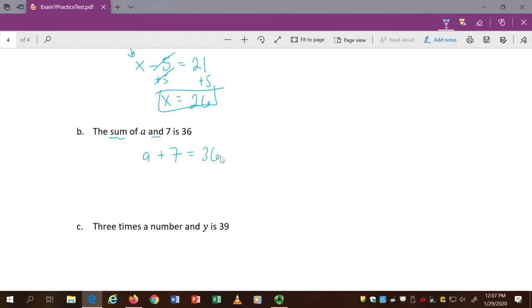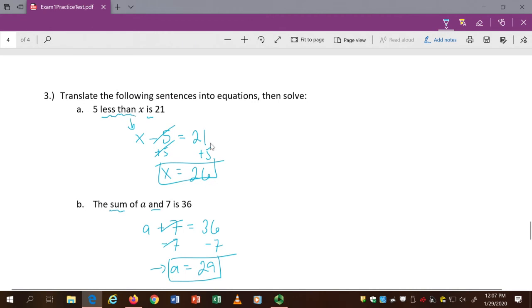And then how would you solve that one? I have to subtract 7 from both sides to get rid of it on the left-hand side. So it's gone over there, and you're just left with A equals 36 minus 7, which is 29. That's your solution there. The difference one is the trickier one.